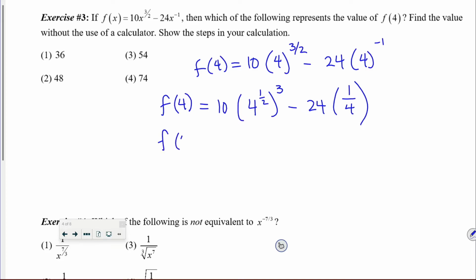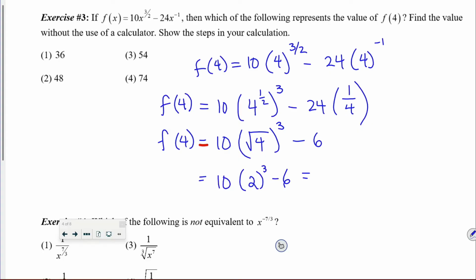Okay, well, keeping on going, 4 to the 1/2 is the same as the square root of 4, raised to the third. Of course, 24 times 1/4 is 6. That's just 24 divided by 4. And now we have 10 times 2 cubed minus 6. 2 cubed is 8, so we'll have 10 times 8 minus 6. That's going to be 80 minus 6, and that is going to be 74.